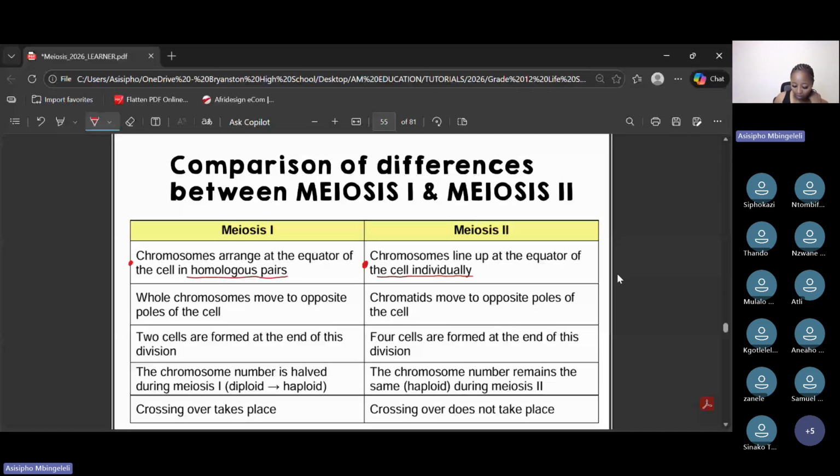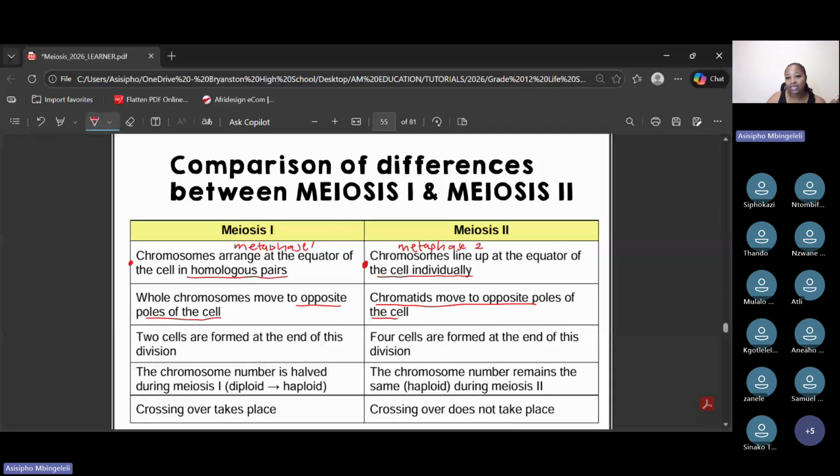Whole chromosomes move to opposite poles of the cell. On the other side, chromatids move to opposite poles of the cell. Which phase are we comparing here? Anaphase 1 and 2, ma'am. Thank you, that's what I like to hear. So this side will be anaphase 1, and then this side will be anaphase 2. My pen is acting up now, but I hope you can see.